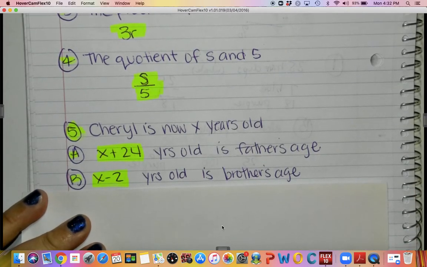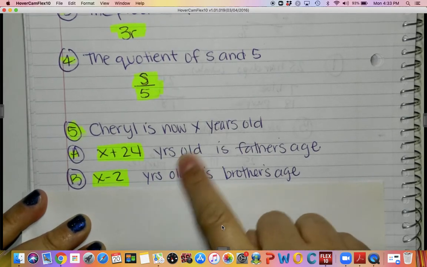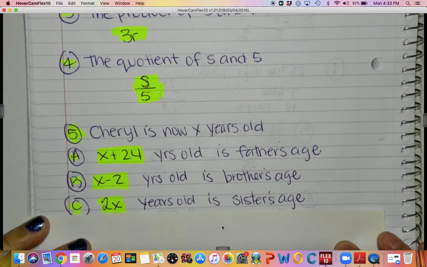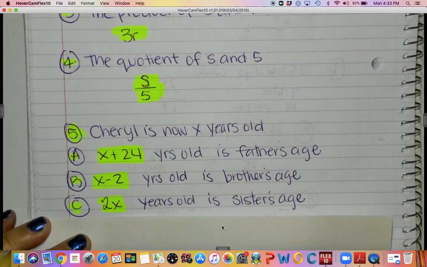B, Cheryl's brother is 2 years younger than Cheryl, so it is X minus 2 years old. And I added these years old in there because we're talking about years. C, her sister's age, she's twice the age of Cheryl, so 2x.